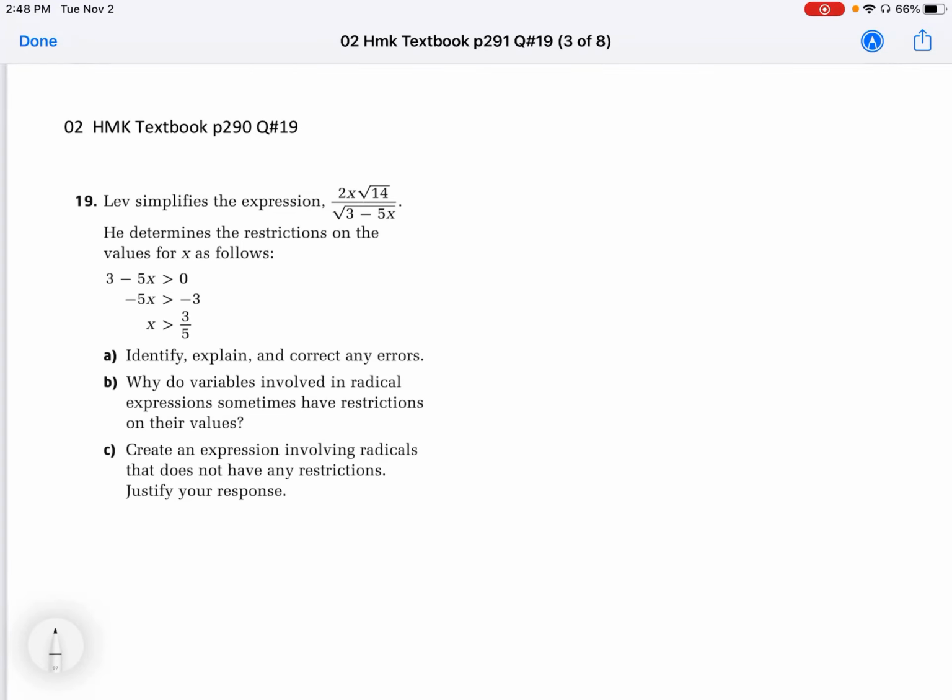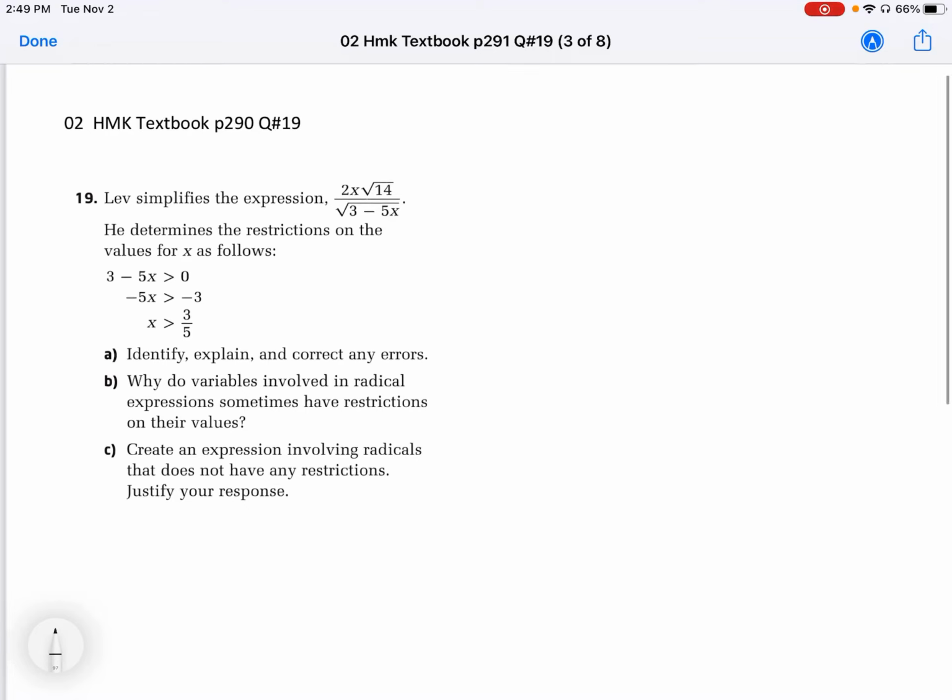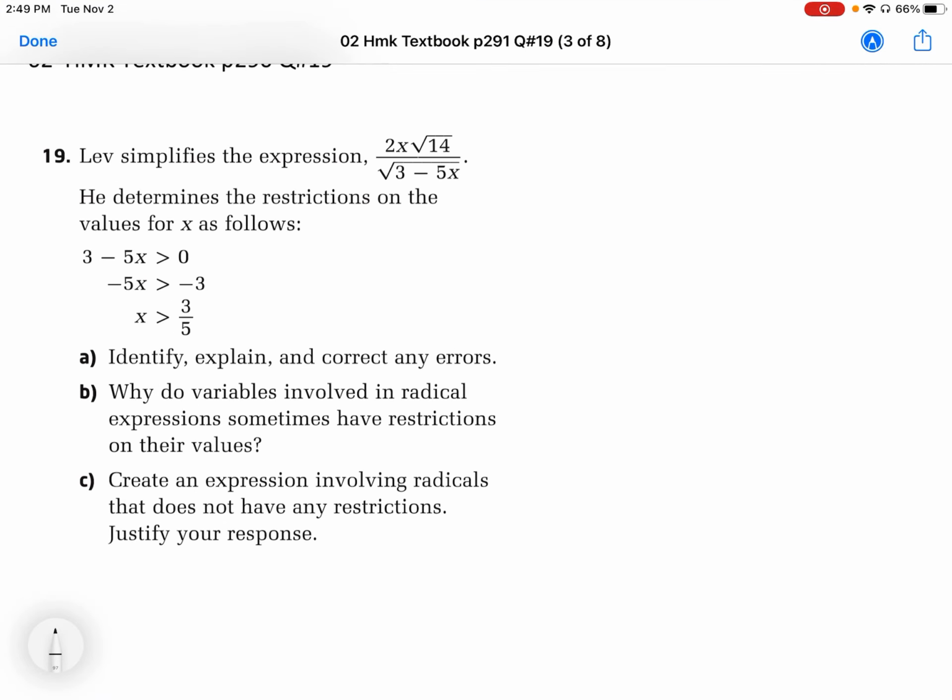Question number 19 says we have a simplifying the expression. This person determines the restrictions on the radical as 3 minus 5x is greater than 0. Now this is correct because 3 minus 5x has to be bigger than or equal to 0, but it also cannot be equal to 0 because we cannot divide by 0.